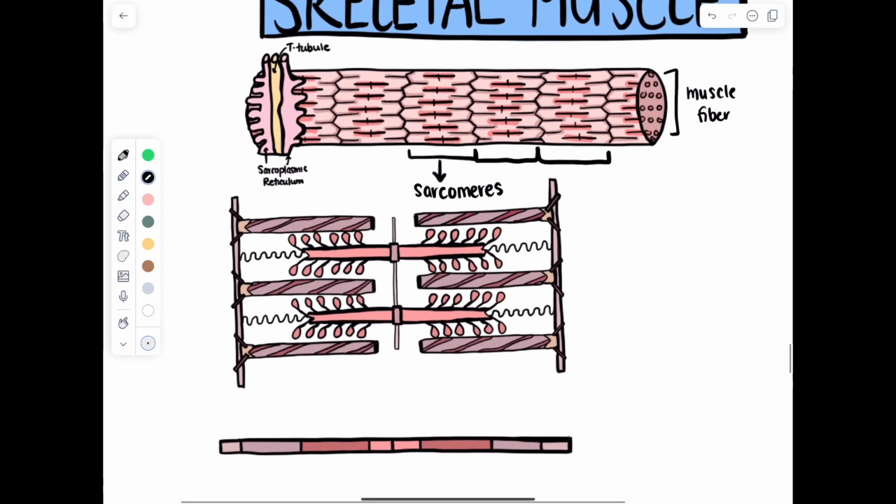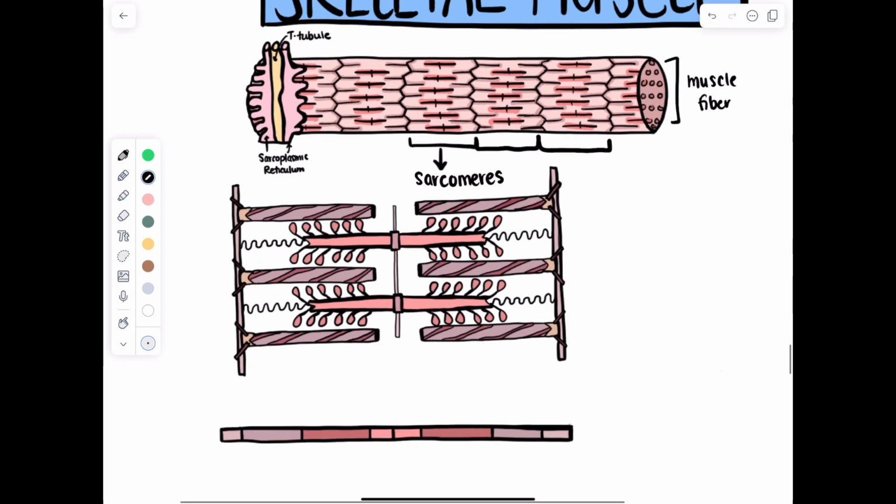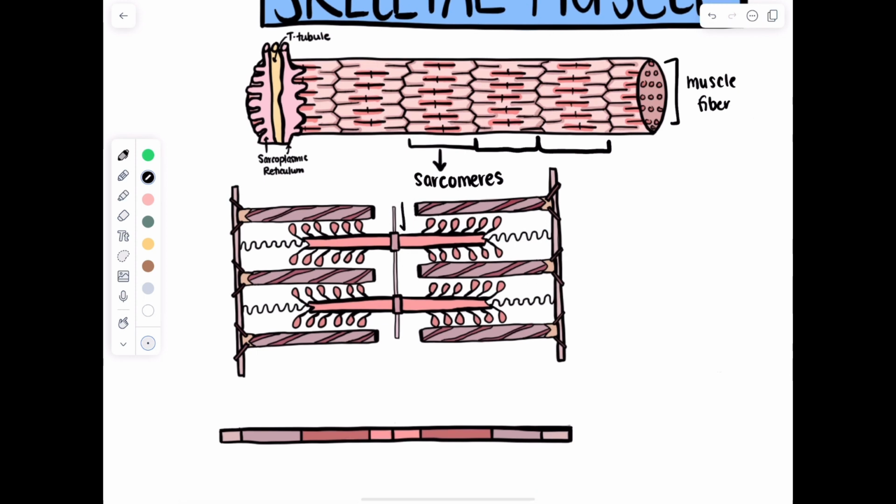So when we look at a sarcomere, we have two defining proteins in the sarcomere, myosin and actin, also known as the thick filament and the thin filament. So in my image here, these pink ones in the middle, that is our myosin. Our myosin is also known as our thick filament. These ones on the end are our actin, and actin is known as our thin filament.